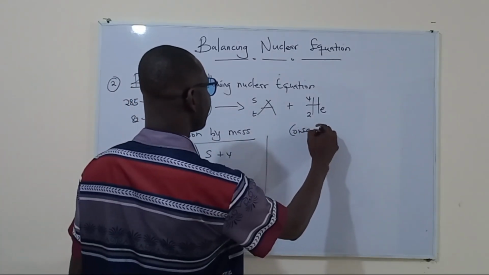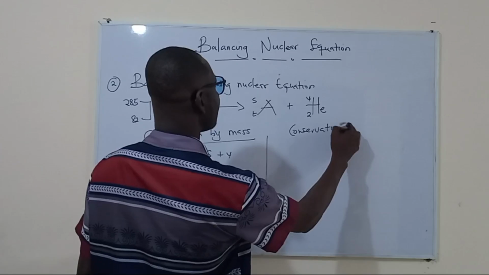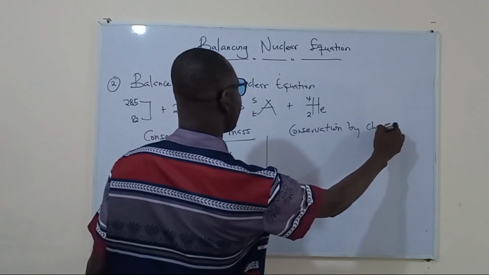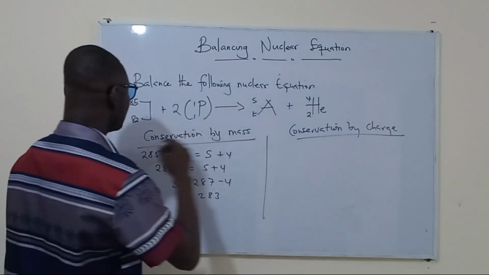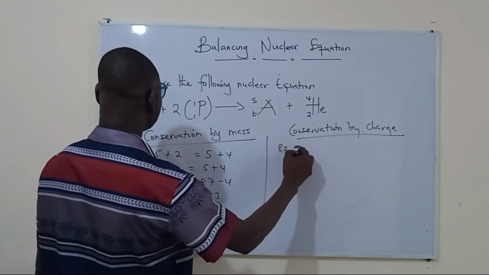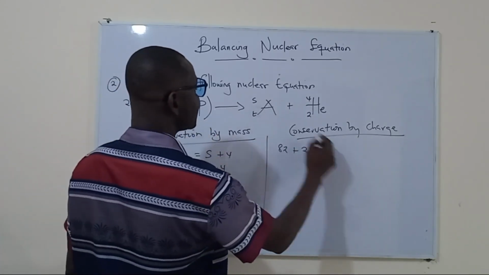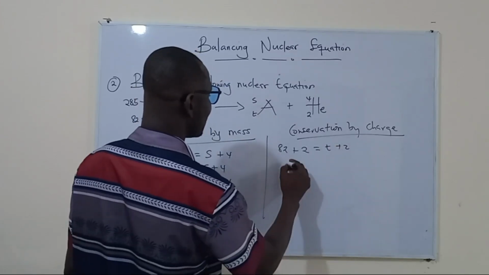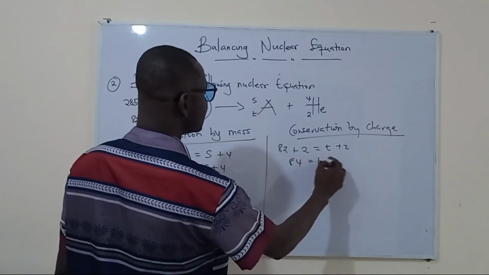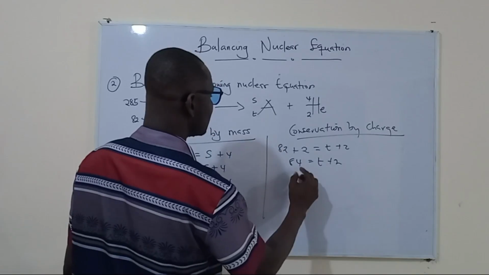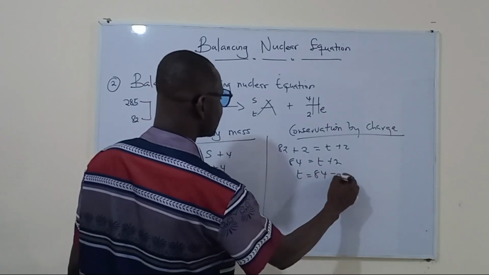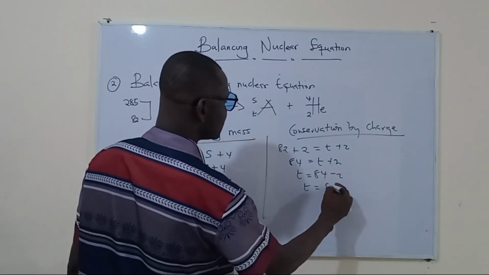Then I'll use conservation of charge. So I'm going to sum up the charges: 82 plus 2 times 1, which gives 2, equals T plus 2. So 84 is equal to T plus 2. So T will be equal to 84 minus 2. T is equal to 82.